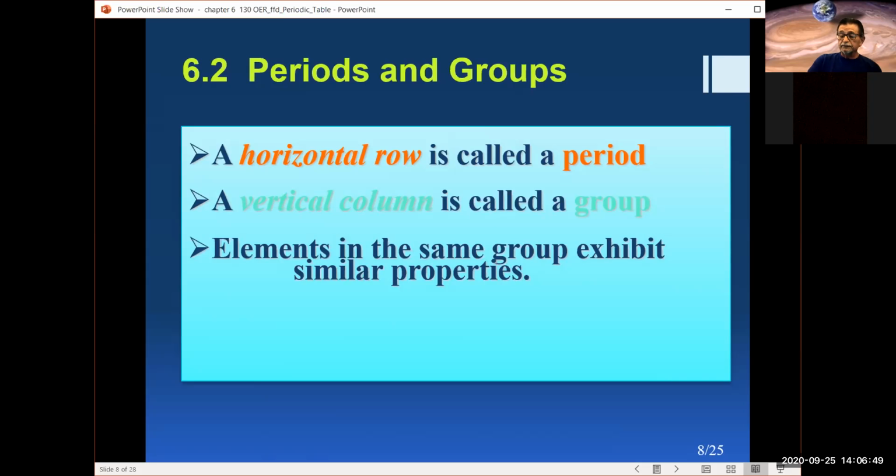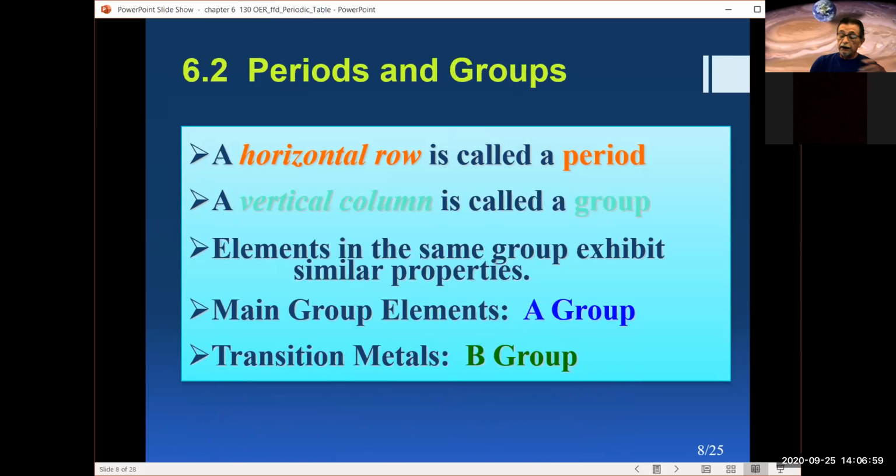And that's because elements in the same group exhibit similar properties due to the fact they have very similar valence electrons. Okay. Now the ones that have the Roman numeral A, they have their own little name. Those are called the main group elements. That's all of the A group, Roman numeral 1A to 8A.